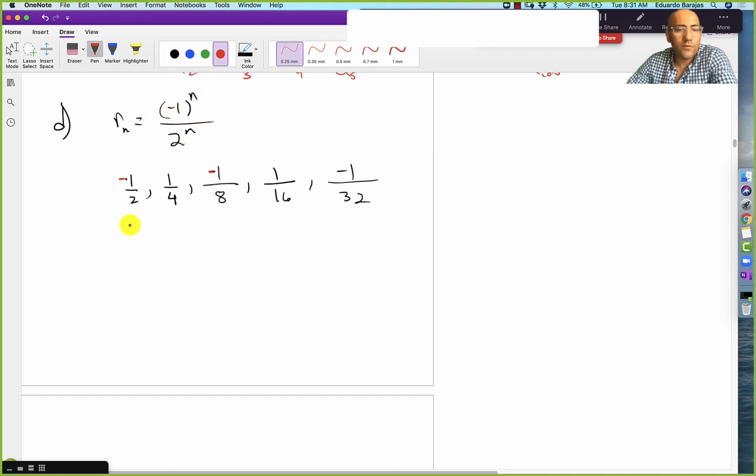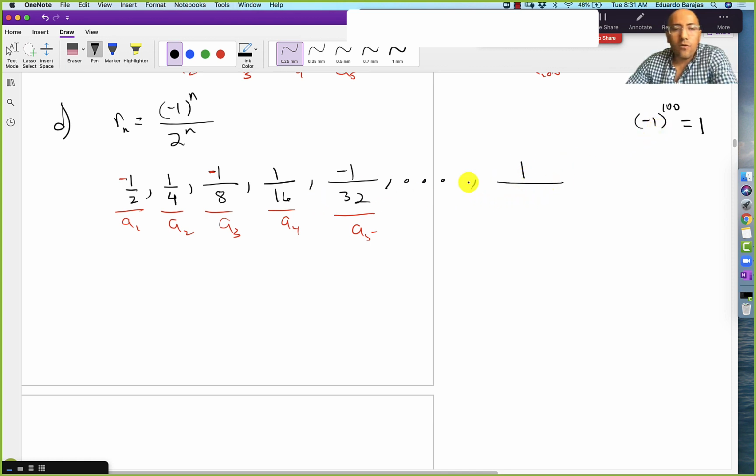Good. Okay, so this is the first one on my list, this is the second one, this is the third one, this is the fourth one, this is the fifth one, and then comma, dot, dot, dot, and then I want the 100th one on my list. Negative 1 to the power of 100. Whenever the exponent is even, it's just going to turn out to be a positive. And whenever the exponent is odd, it turns out to be a negative 1. Good? So this is going to be positive 1 over, now, the denominator is 2 to the power of 100.